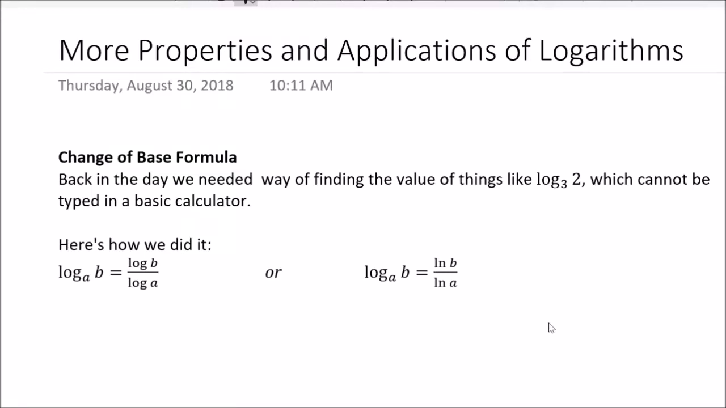Hey y'all, it's your math teacher, Mr. Boyden, back at it again today, and today we're going to be finishing up what our learning is going to be about logarithms. We're going to go through a couple properties and applications, and that will be all the logs we need to know for IB.